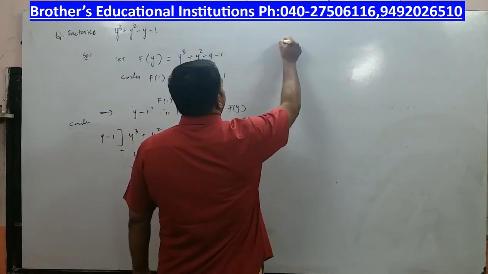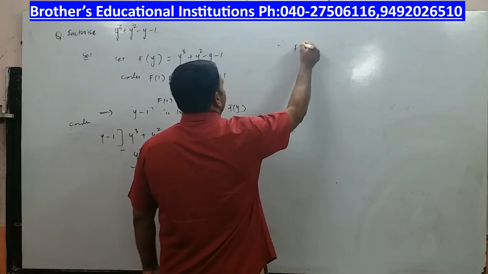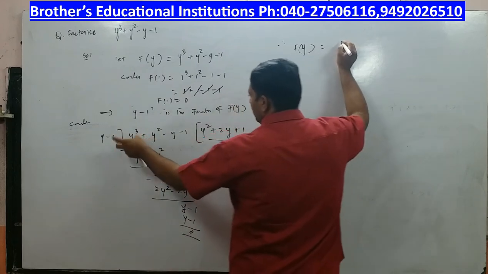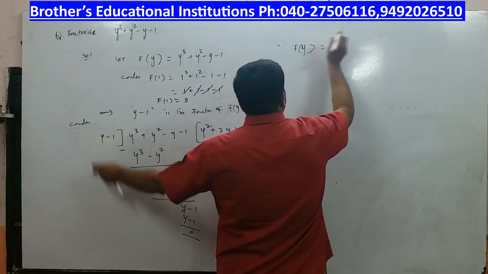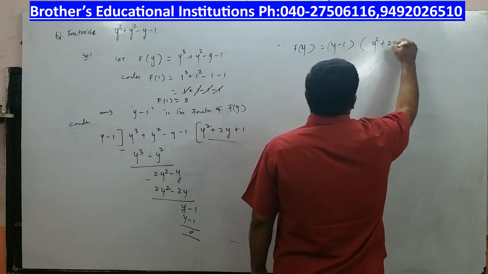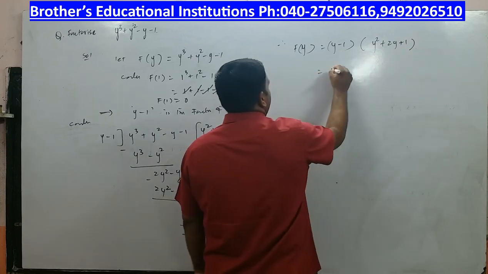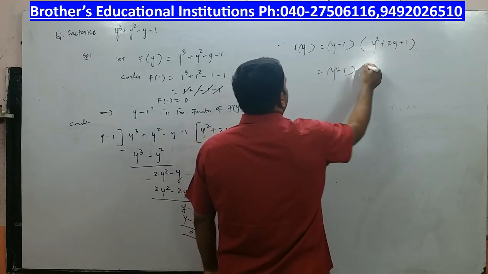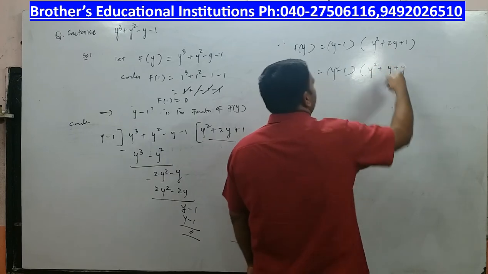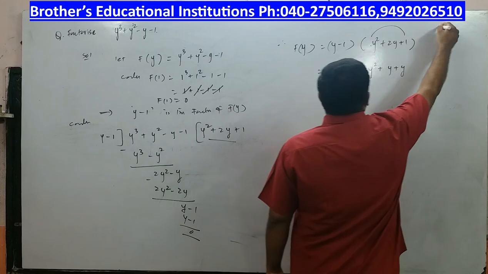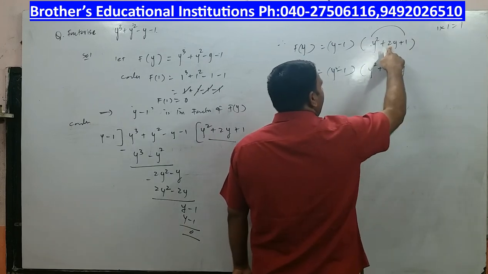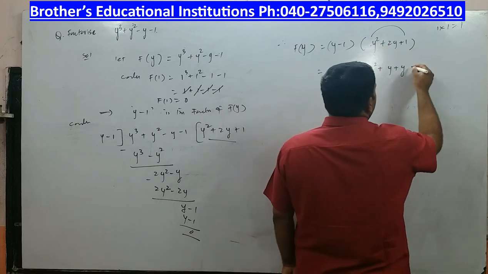What will I write? Therefore, f of y can be written as dividend is equal to, what is this dividend? F of y is equal to divisor y minus 1 into quotient y square plus 2y plus 1. Now I will factorize here only y square plus 2y plus 1. Now this 2y I am going to split and write as y plus y. Why y plus y? What is the product of y square and 1? 1 into 1 is equal to 1. So this 1 plus 1 will be 2. So I am writing this 2y as 1y plus 1y plus 1.